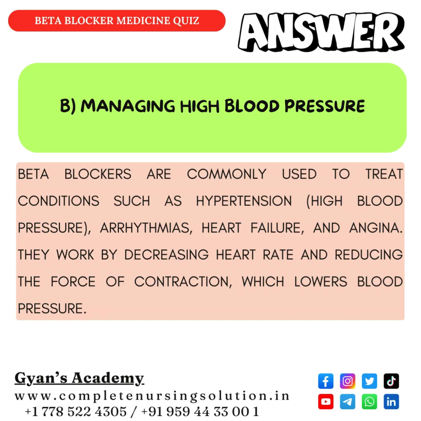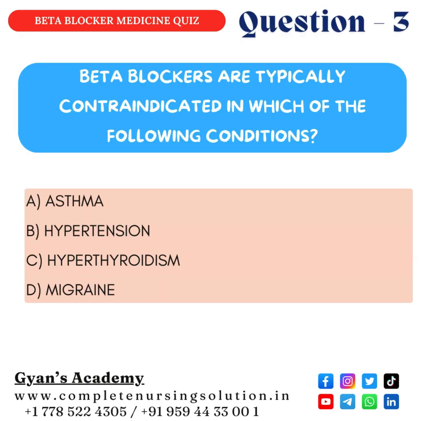Explanation. Beta blockers are commonly used to treat conditions such as hypertension, arrhythmias, heart failure, and angina. They work by decreasing heart rate and reducing the force of contraction, which lowers blood pressure. Beta blockers are typically contraindicated in which of the following conditions? Option A, asthma. Option B, hypertension. Option C, hyperthyroidism. Option D, migraine.